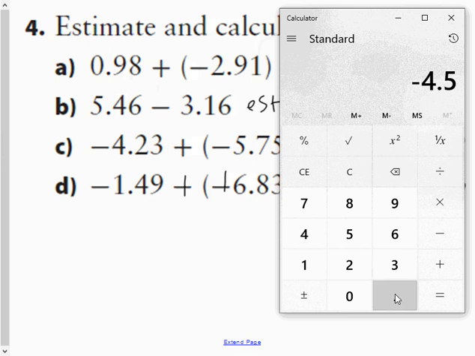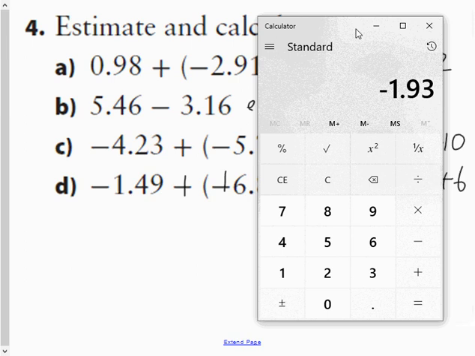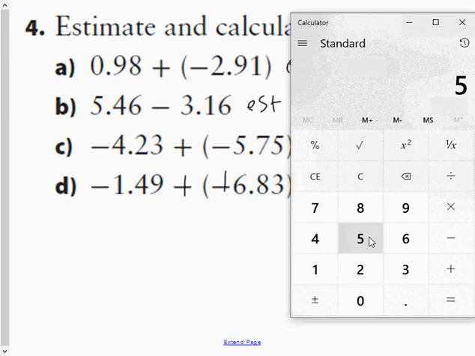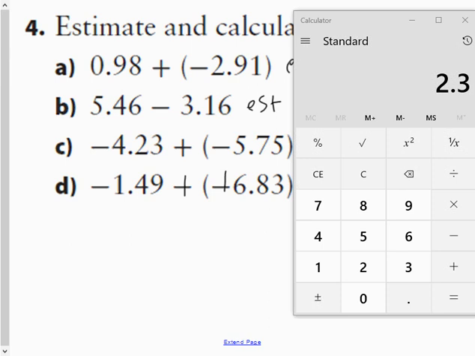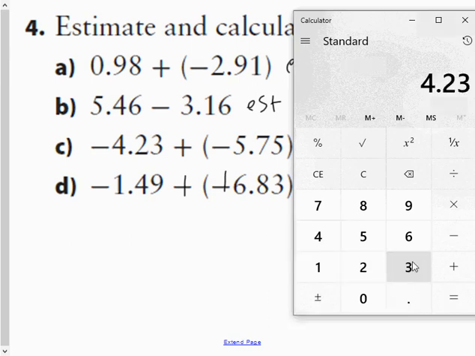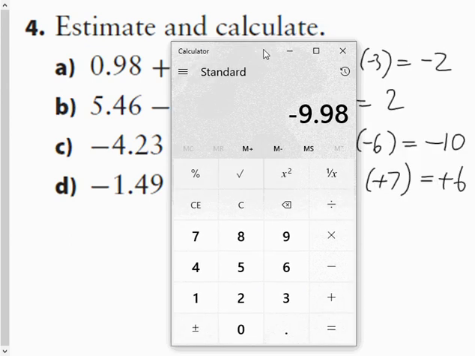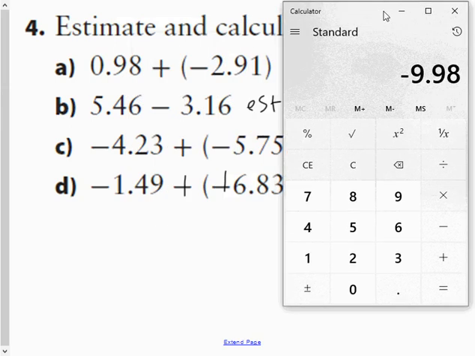So the first one, 0.98 plus 2.91. Make sure you change that to a negative. Equals 1.93. My estimation was negative 2. That's pretty close. The second one, 5.46 take away 3.16. My calculation is 2.3. My estimation was 2. The third one, 4.23, change it to negative, plus 5.75, change it to negative. Equals negative 9.98. My estimation was negative 10. I'm pretty close.